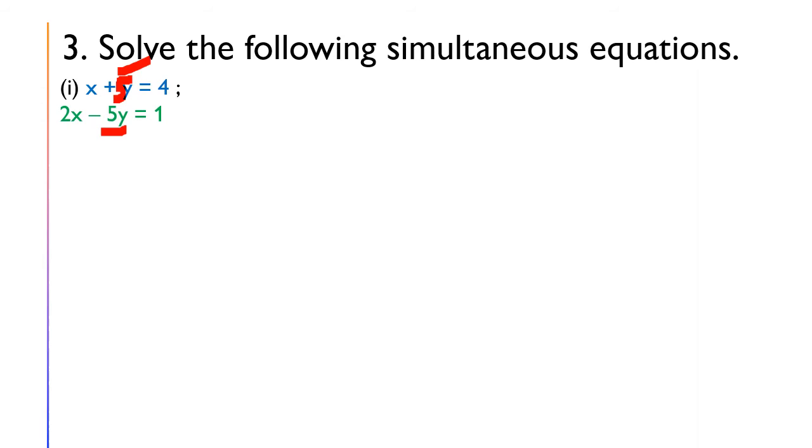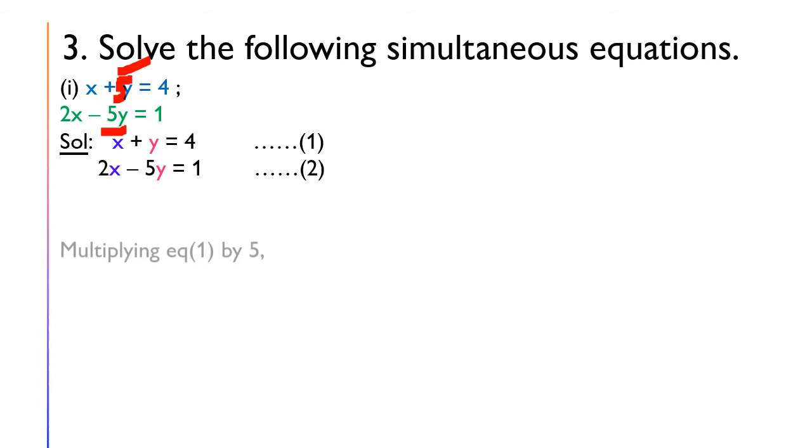Okay, but how are we going to start our equation? First we'll be naming. We'll say x plus y is equal to 4 is equation 1, and 2x minus 5y is equal to 1 is equation 2. Now you see, I can change x or I can change y, but we will probably change the values of those variables whose signs are opposite. So I will change the value of y. Okay, so I have to change y in this equation, right? So that is why I will say multiplying equation 1 by 5.